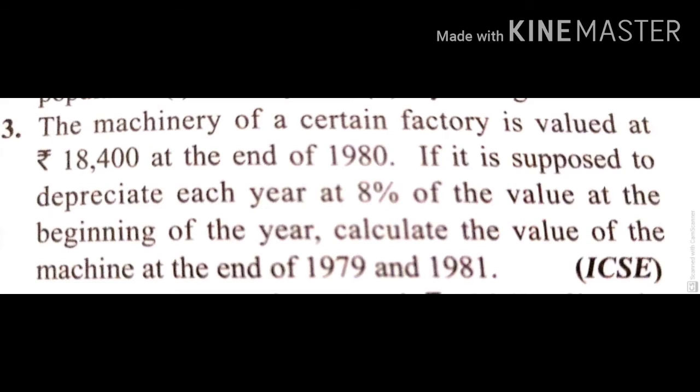Now question number 3. The machinery of a certain factory is valued at rupees 18,400 at the end of 1980. If it is supposed to depreciate each year at 8% of the value at the beginning of the year, calculate the value of the machine at the end of 1979 and 1981. Means here the value is given, 18,400 in 1980. That is our present value, and the word depreciate means it is decreasing at the rate of 8%, and we want to find two values. One is in 1979 and one is in 1981.